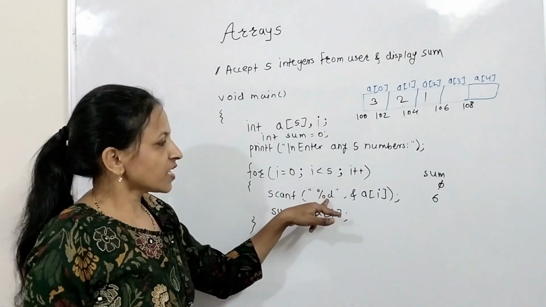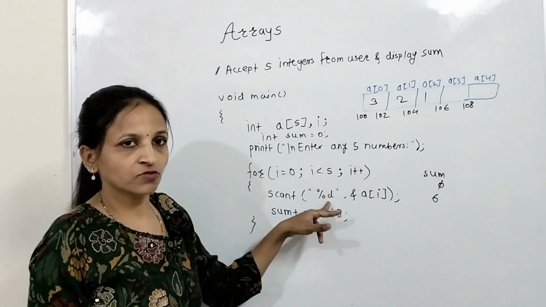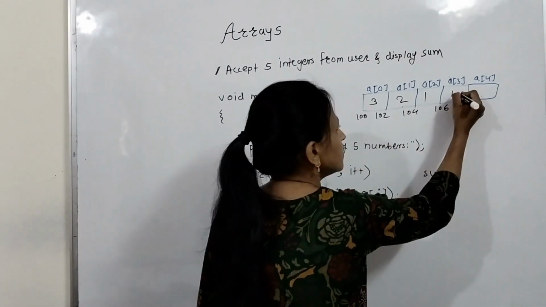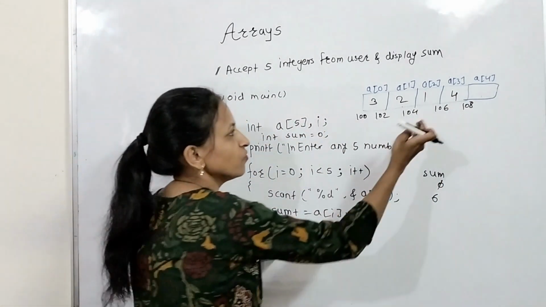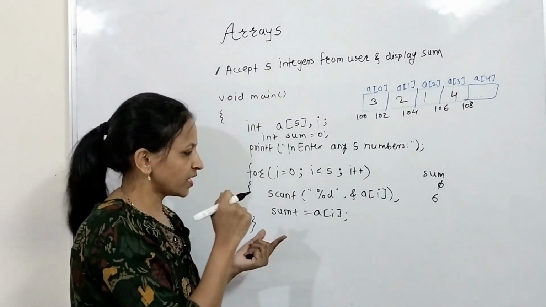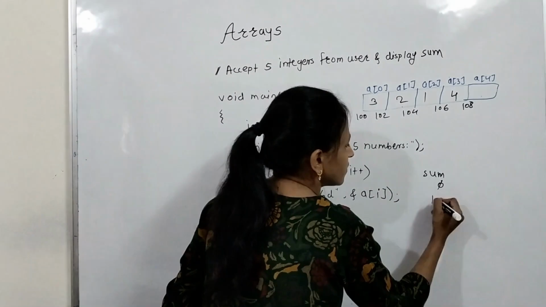Now next time again scanf will get executed. I is now 3, and let the user enter the value 4. Then that will get stored here because of this scanf statement, and again whatever stored value we are fetching, we add it to sum. Now it will become 10.